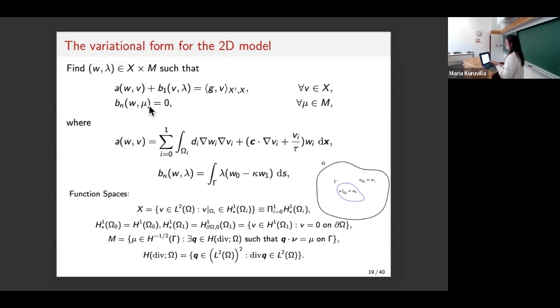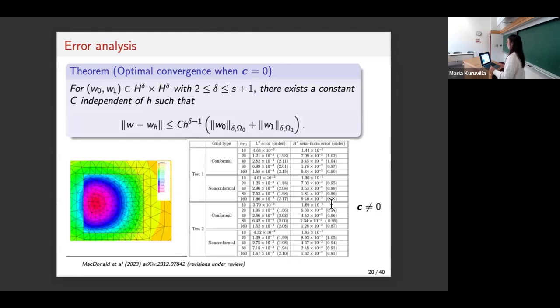i.e., when we solve for lambda, we find that it's actually the flux. Okay. Now, we are able to obtain theoretical results for the error analysis when C is equal to 0, i.e., the suitable habitat is stationary, it's not moving.